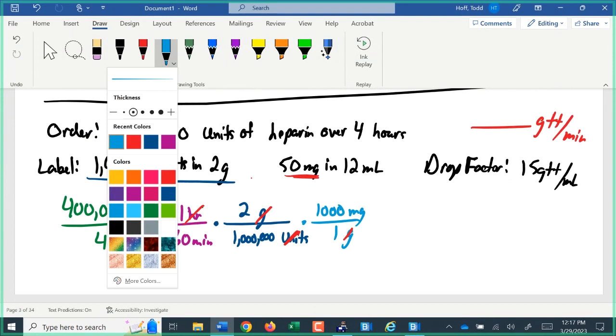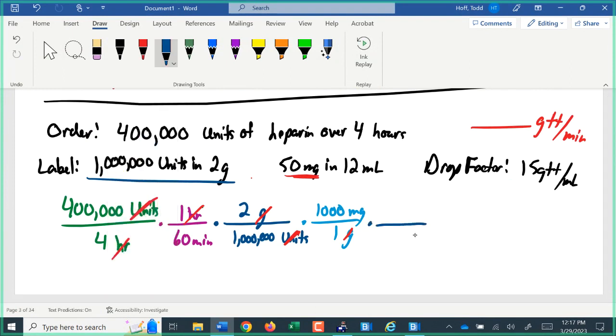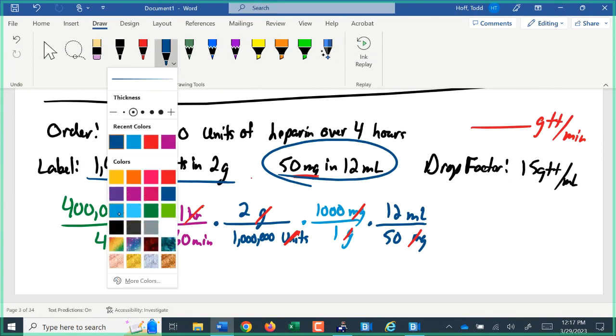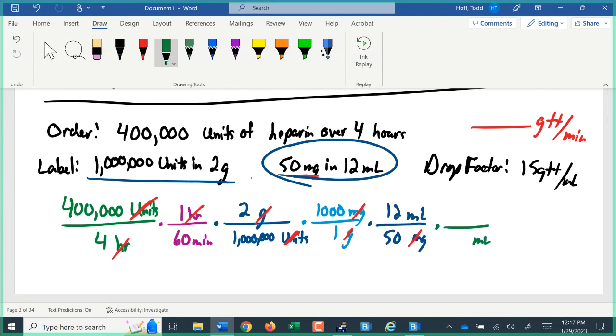And so then from there, you need to get rid of milligrams. This is saying 50 milligrams in 12 milliliters. So the milligrams are gone. We're getting closer. We want drops per minute, so we need to get rid of those milliliters. Put them on bottom. We have 15 drops in 1 milliliter, so 1 milliliter is 15 drops. So the milliliters have canceled out. So now we are in drops per minute, which is what we want.